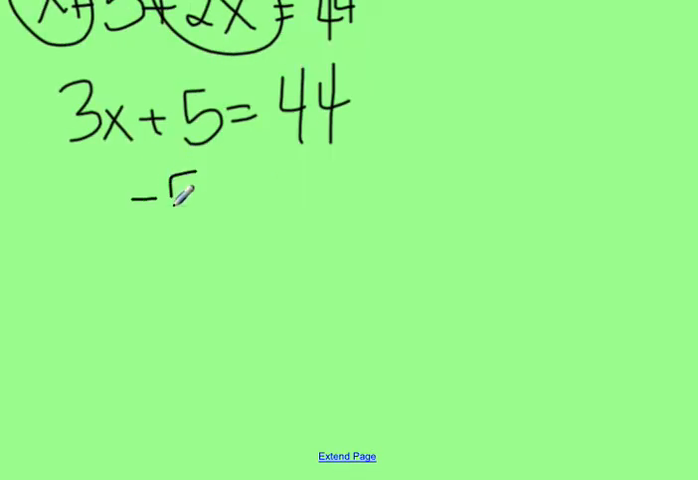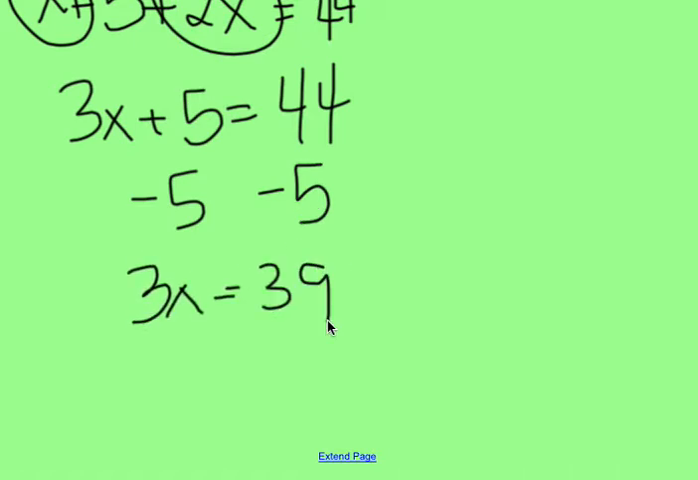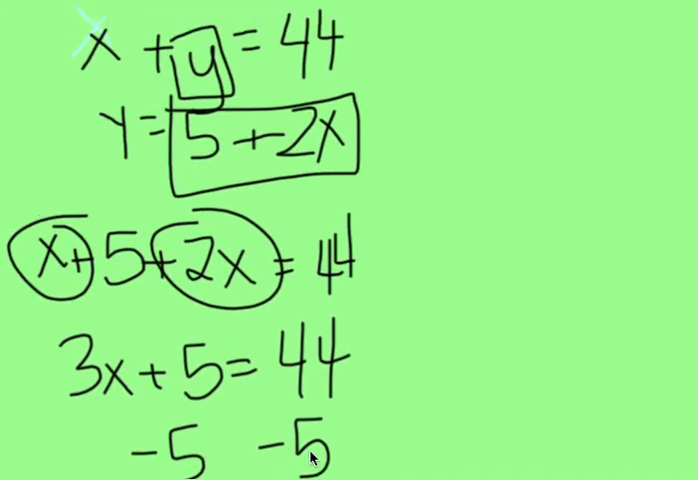Then I'm going to go ahead and subtract 5 from both sides, and I get that 3x is equal to 39. Then I'm going to divide both sides by 3, and I get that x is equal to 13. So x is equal to 13. So where I see x here or here, I can plug in 13.